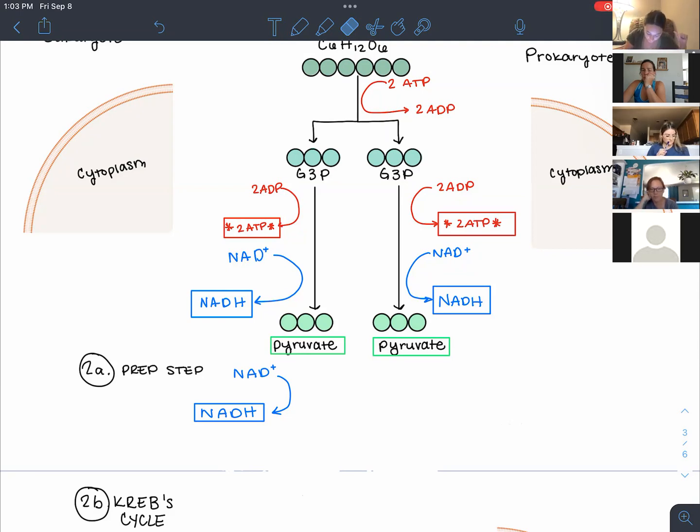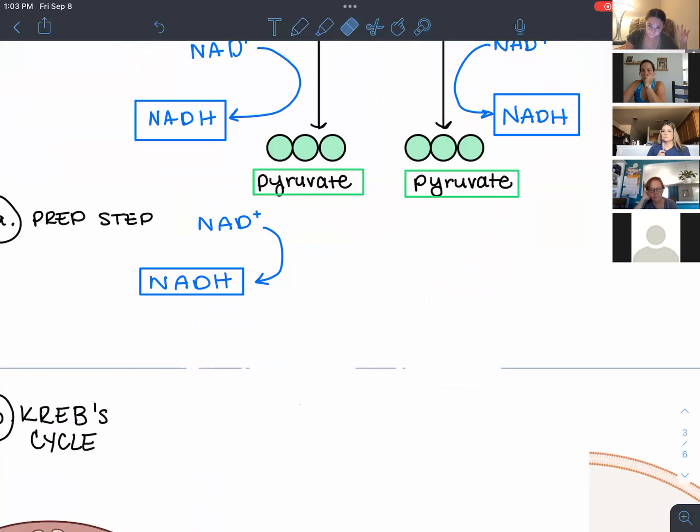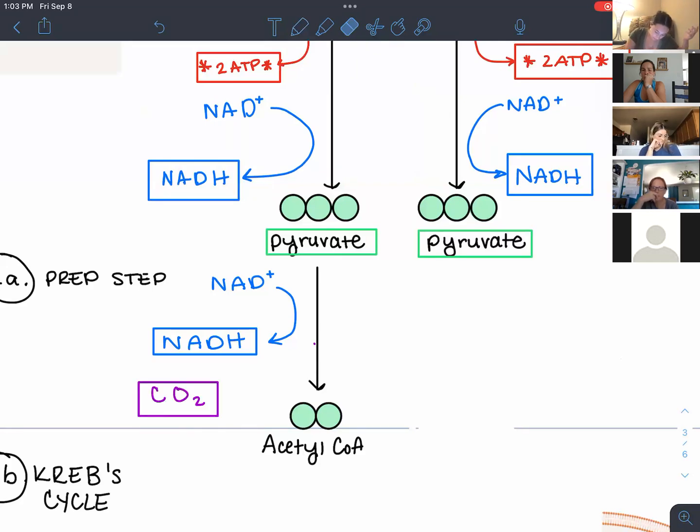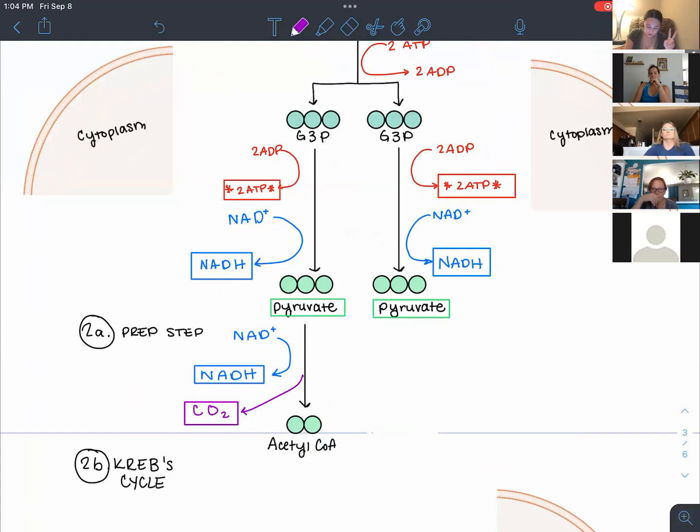And there's one other thing we make. CO2. Okay, so this is my acetyl-CoA. We've taken a carbon group off, and now that carbon group is released as carbon dioxide. So that's our other end product of pyruvate processing. Okay, so I get 2 NADH and 2 CO2, because it happens on both sides.